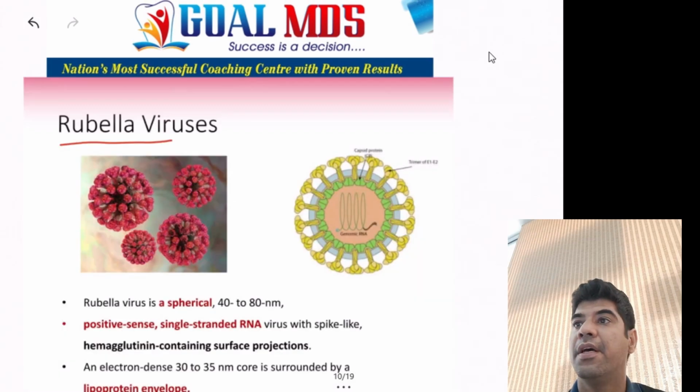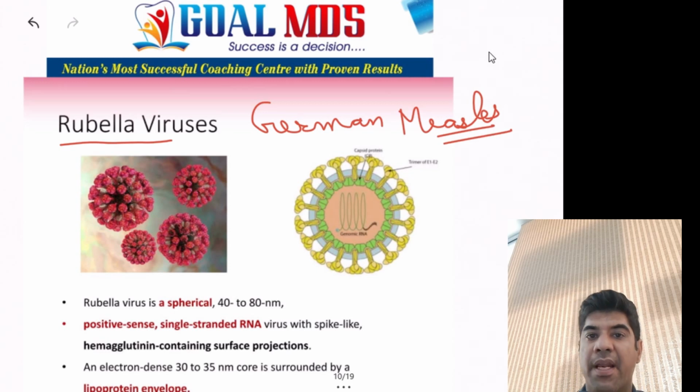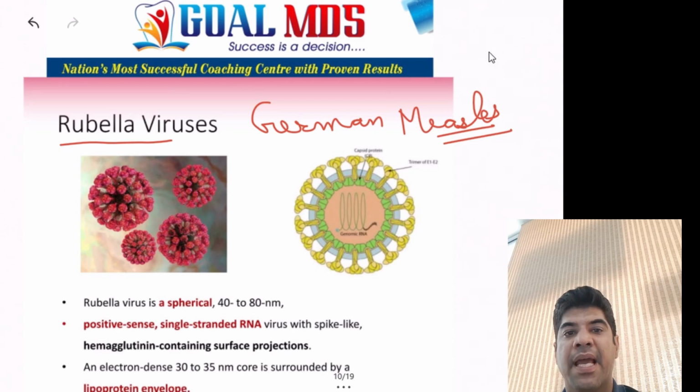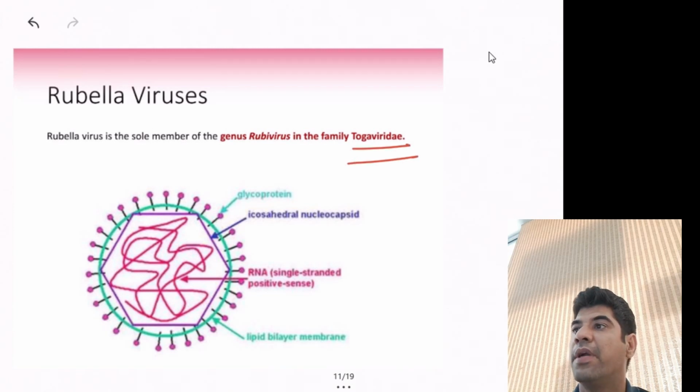The next is the rubella virus. It is also known as German measles. It is a contagious viral infection that is caused by the rubella virus. It is generally a mild illness but can have serious consequences if contracted by a pregnant woman, as it can lead to congenital rubella syndrome in unborn babies. It belongs to the Togaviridae family.